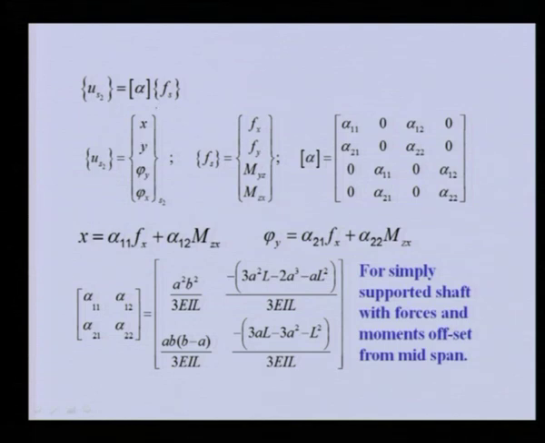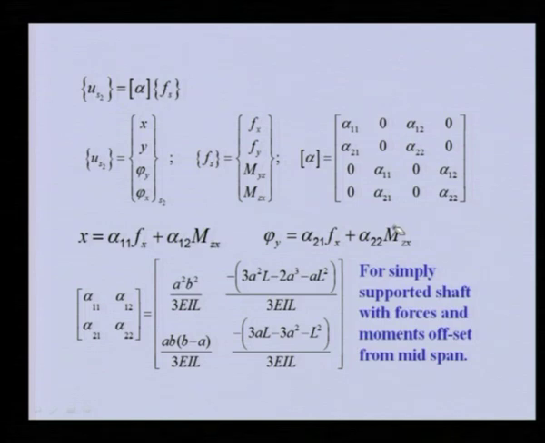Now, for example, the x displacement can be given as alpha 1 1 into this fx plus alpha 1 2 into myz, because linear displacement is obtained not only using the force, but also due to the moment. This x displacement is obtained not only due to the force, but also due to the moment. And similarly, the angular displacement is obtained not only with the force, but also due to the moment.